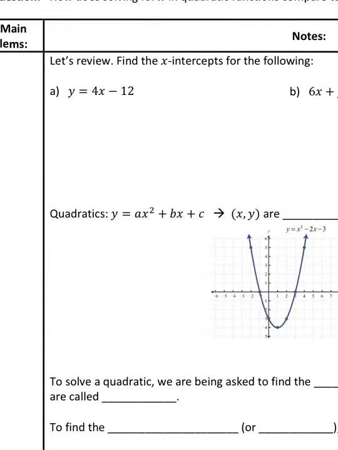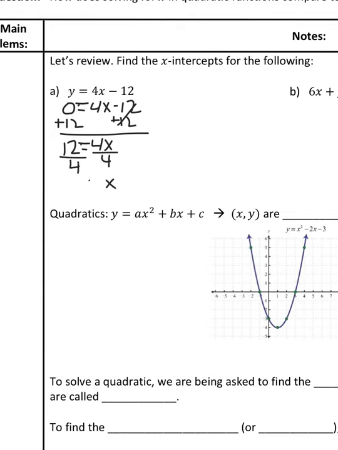So if we make y 0, we have 0 equals 4x minus 12. For this problem, I would add 12 to both sides. So I would have 12 equals 4x. Divide by 4, divide by 4, I would have x equals 3. So the x-intercept is when x is 3, y is 0, right? That would be the x-intercept for this problem.